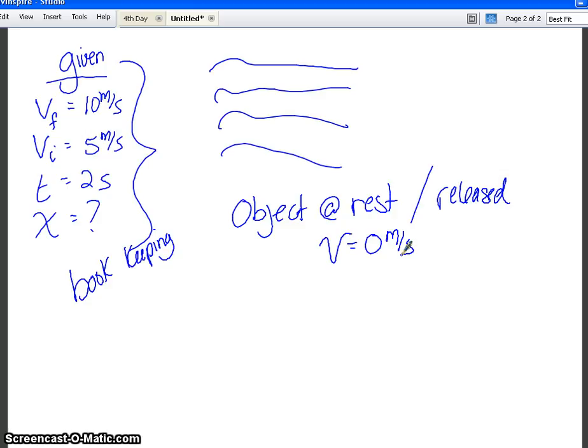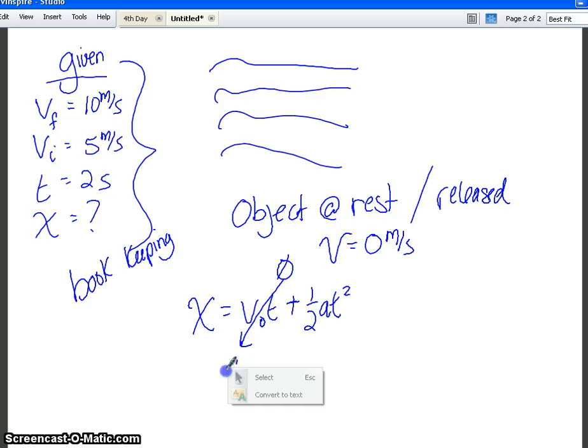If we look at the equation x equals v naught t plus 1/2 a t squared, remember I said this is probably going to be our most used equation. If this object is released from rest, that means our initial velocity is 0. That means this term cancels out because 0 times t is 0. So our new equation is x equals 1/2 a t squared, which we use very, very often in this course.